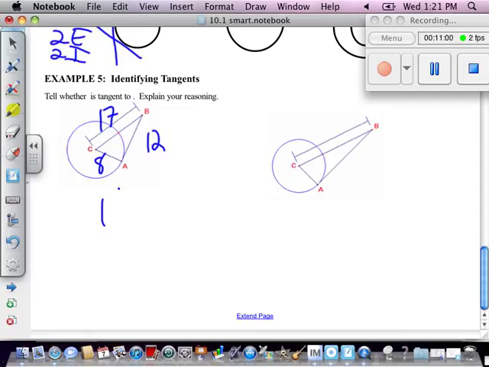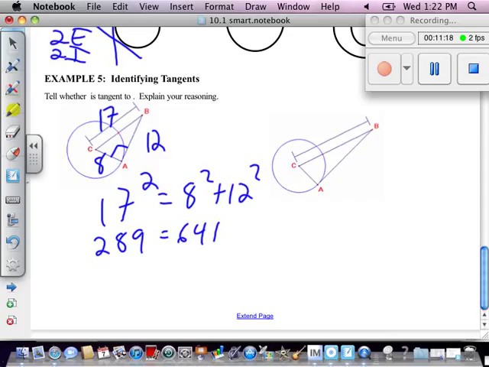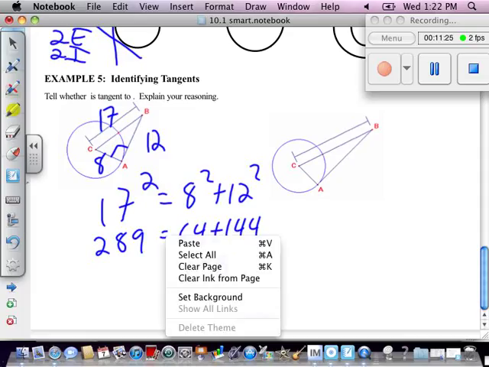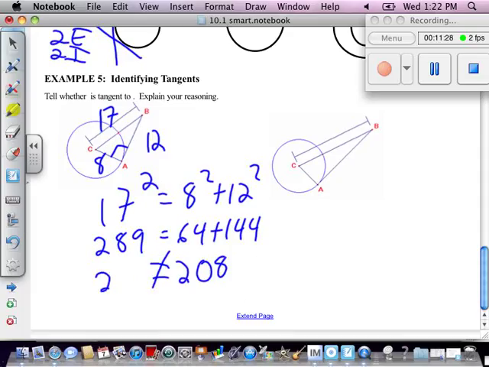17 squared equals 8 squared plus 12 squared. If this is true, I know this is a 90-degree angle. I don't have a calculator, so I need some help. What is 17 squared? 289. 289 equals 64 plus 144. That's 208. 208 does not equal 289. So AB is not a tangent. Just put no.